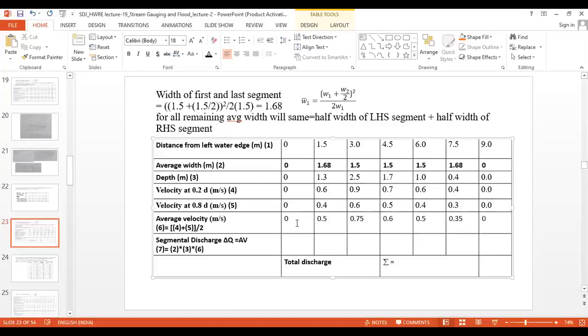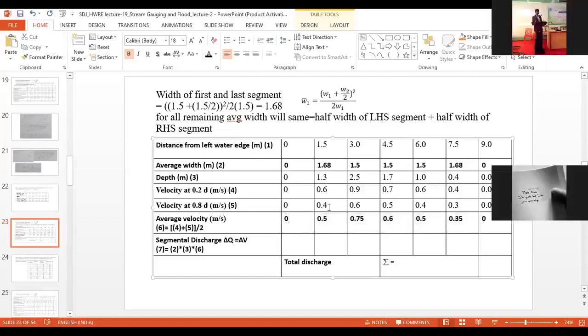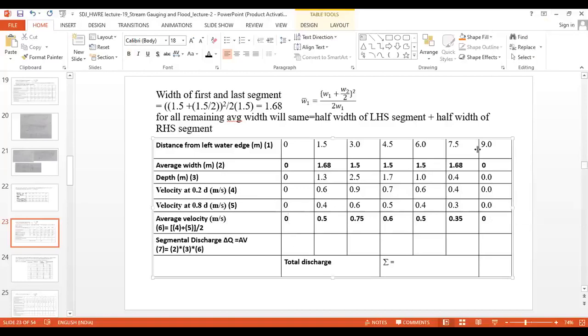Now the next task is we have to find out the segmental discharge. I will make it bold. There are the velocities which we have obtained, that is the average velocity we can say. That is row number 4 plus row number 5 upon 2 we did. Now next one is the segmental discharge we have to calculate. So how to go for area into velocity? Area will be average width into depth, that is row number 2 into row number 3. That area into velocity will be row number 6. So first will be 0 as it is.